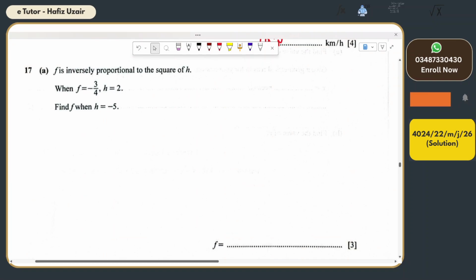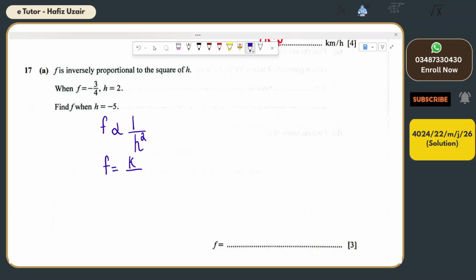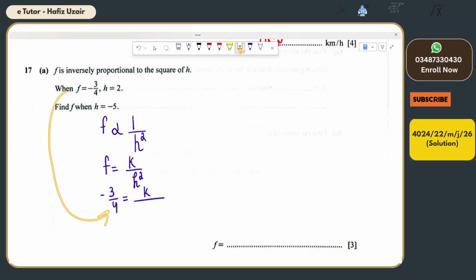So f is inversely proportional to the square of h. So we can write 1 over h square. So f will be equal to k over h square. Now f is equal to minus 3 by 4, and h is equal to 2. I'm using these two values to find out the value of k. You can check that we have 2 square over here.